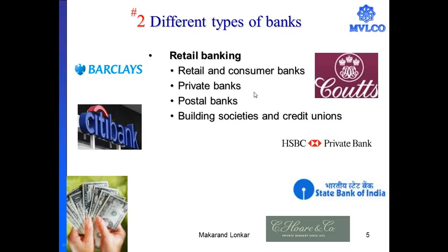On the other hand, we can have private banks, and on the screen you can see a couple of examples, logos of private banks like Coutts, or you can have an example of the HSBC private bank, or you can also have the example of the G. Horan Company in UK. So Coutts and Horan Company are the examples of private banks from the UK, and HSBC is also a bank based out of UK.